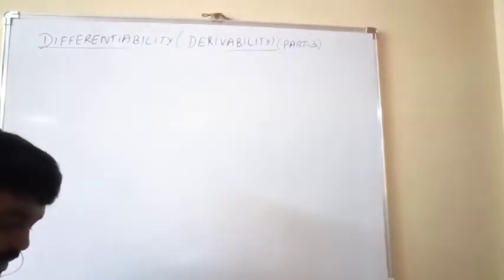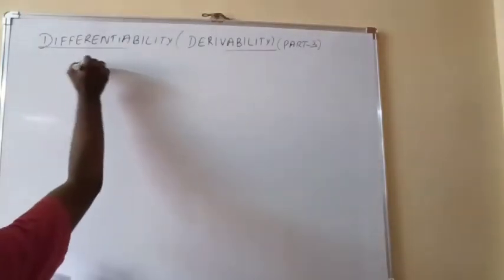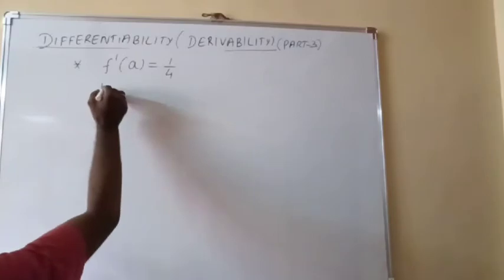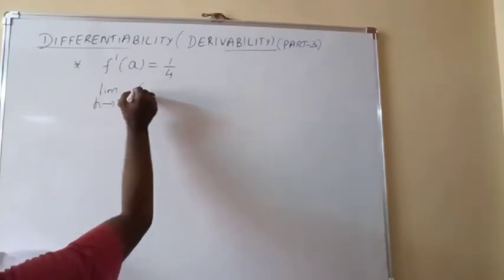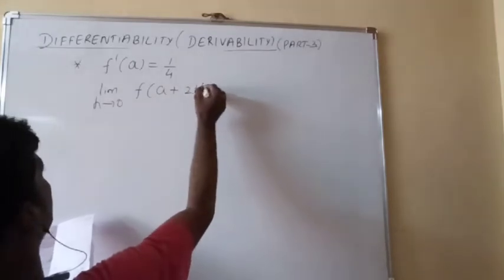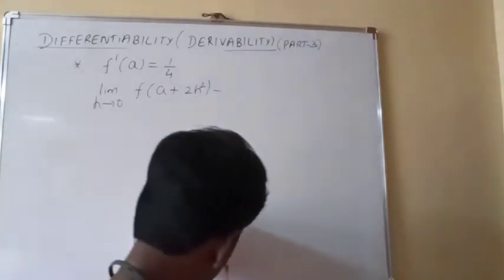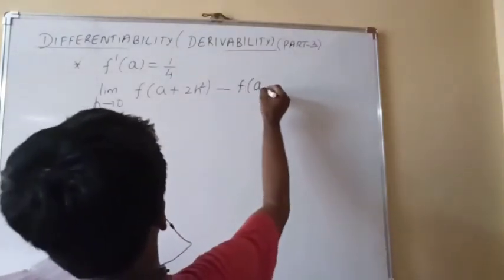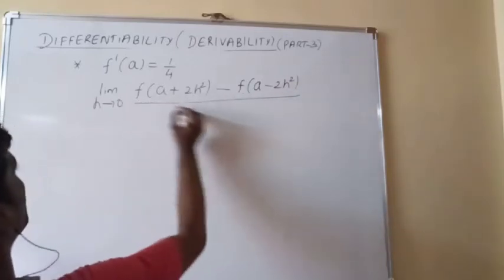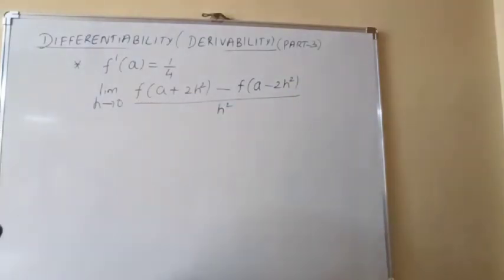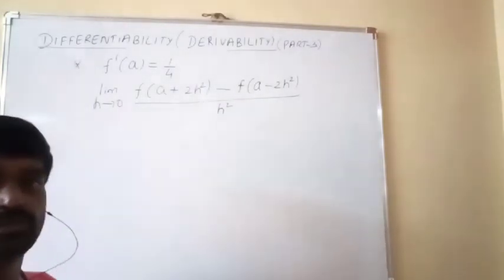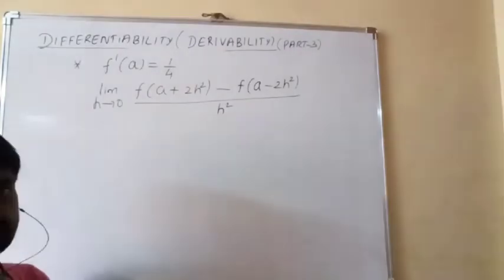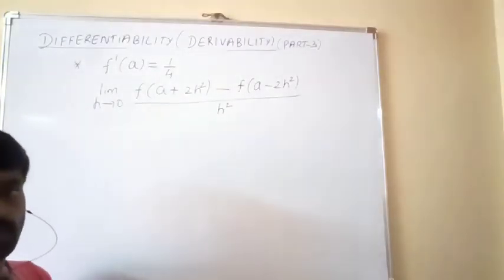This model problem is also important. Given f is differentiable at x is equal to a such that f dash of a is equal to 1 by 4, then calculate the limit h tends to 0 of f of a plus 2h square minus f of a minus 2h square divided by h square. So here a is a constant. With respect to this limit, h is the variable, and a is clearly constant according to the given data.